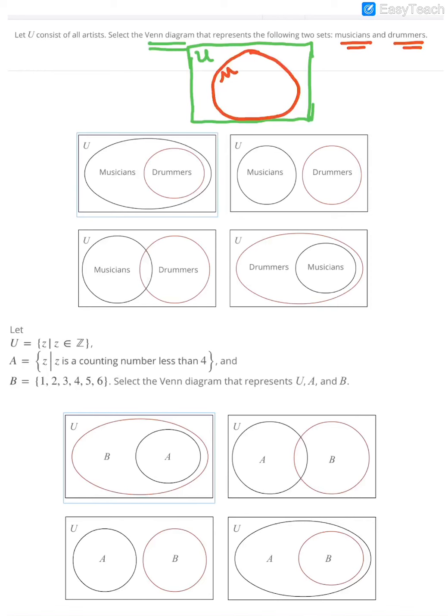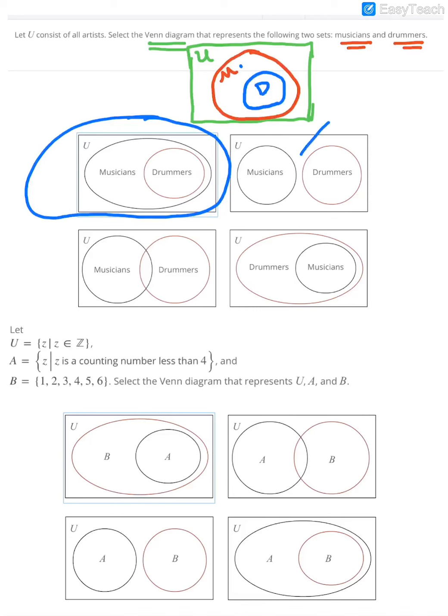So now, are all drummers musicians or just part of them? Well, as a drummer, you would hope that you would be considered a musician, so they should all be contained inside of that circle. So not only are they considered an artist, they are considered to be a musician, and then, of course, musicians are considered to be artists. And so when we look at our different choices, this would be the correct representation. So we'll talk a minute about why the others aren't correct.